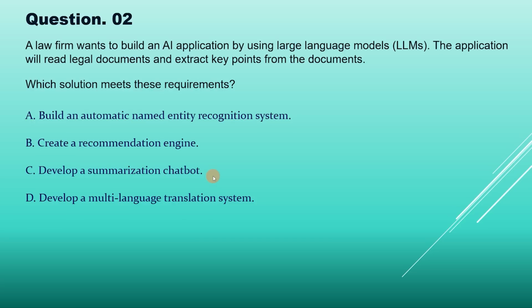So let me reveal the correct answer. The correct answer here will be option C, develop a summarization chatbot. This is correct here because the primary requirement is to read the legal document and extract the key points. Summarization is the best approach for condensing lengthy legal text into key points while preserving the important details. So option C, summarization chatbot, will be the correct answer.